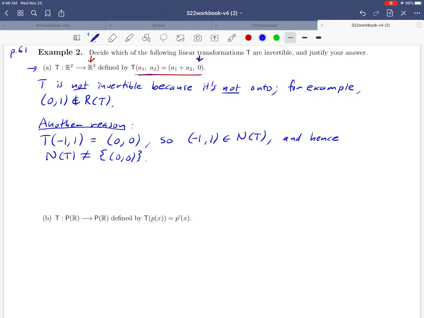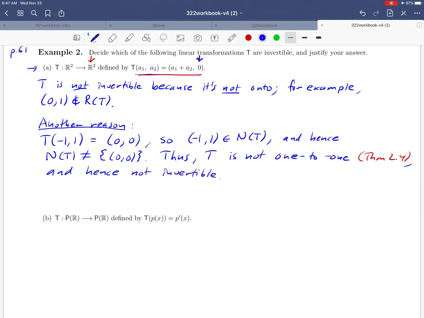Does this remind you of a theorem that we talked about earlier? That sounds an awful lot like theorem 2.4. That null space not being 0 tells us that T is not one-to-one, by theorem 2.4. And if it's not one-to-one, it's not invertible.